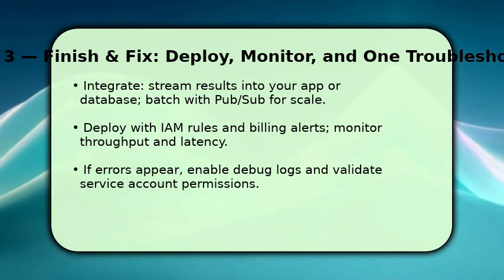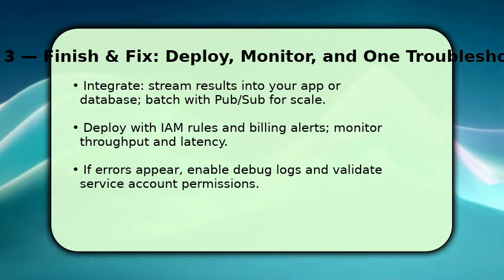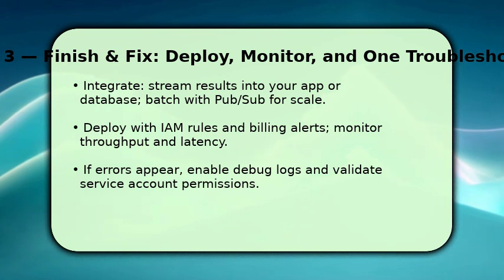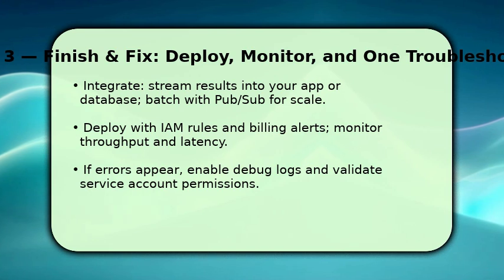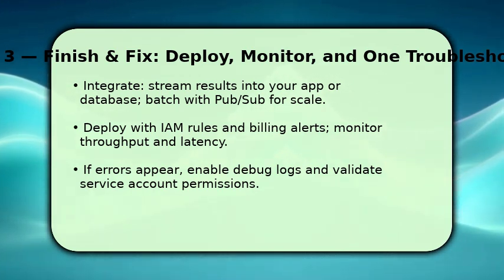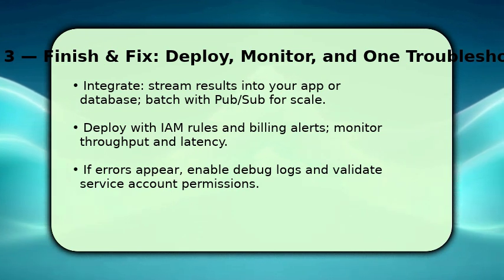If things go wrong, turn on debug logs and inspect API responses. Permission errors usually mean the service account lacks roles, while parsing issues often need better sample training or preprocessing, like deskewing images. Make incremental changes and retest.